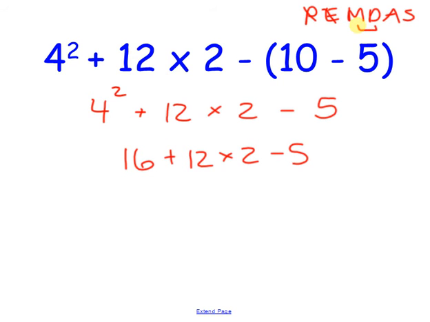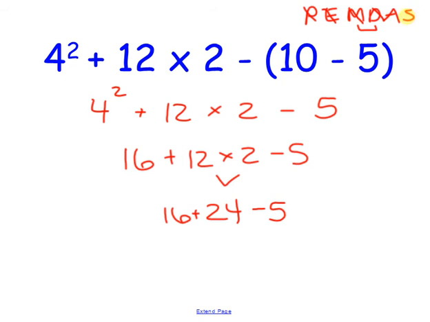Now, I have multiplication in order from left and division in order from left to right. I actually only have multiplication right here, so I'm going to go ahead and solve that. 12 times 2 is 24, and I'm going to rewrite the rest of the problem.